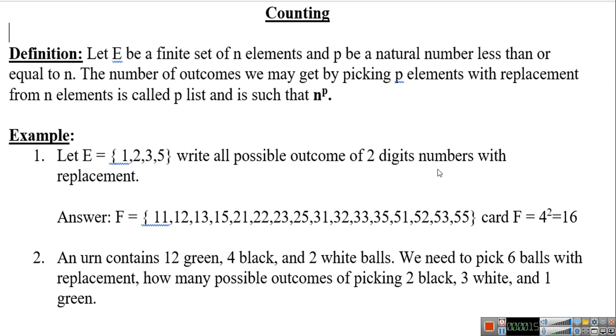Let E be a finite set of n elements, and let P be a natural number less than or equal to n. The number of outcomes you may get by picking P elements with replacement: suppose you pick something, return it, and pick again. So we can pick the same thing more than one time. This is called a P-list, and the number of possible outcomes is n power P.